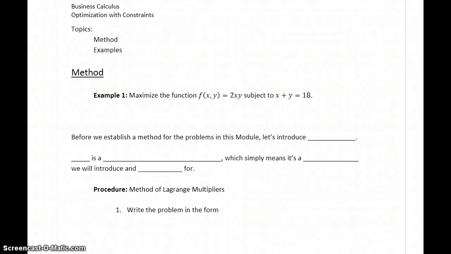In this section, we want to talk about optimizing functions with multiple independent variables, where in this case we're going to be applying a constraint. So a constraint is just going to be some limitation on the independent variables in our function.